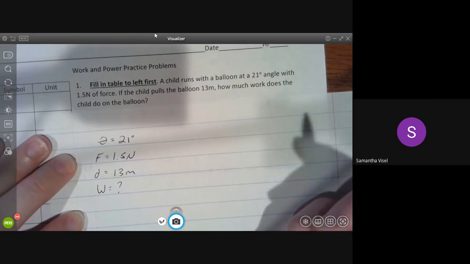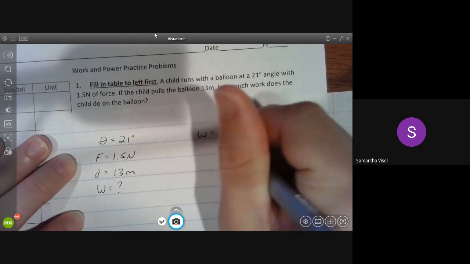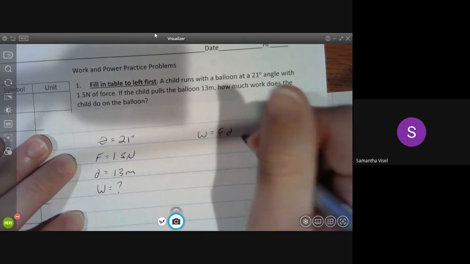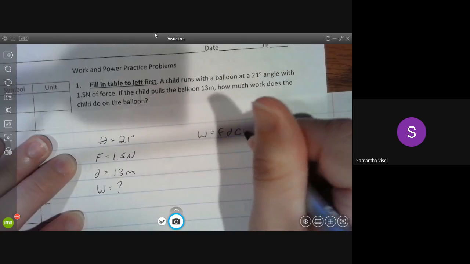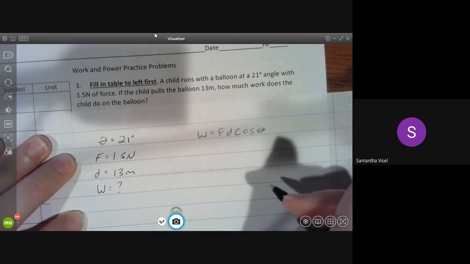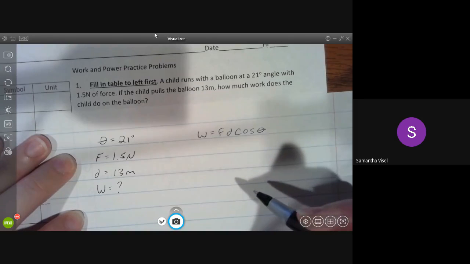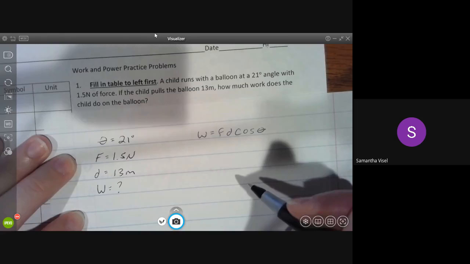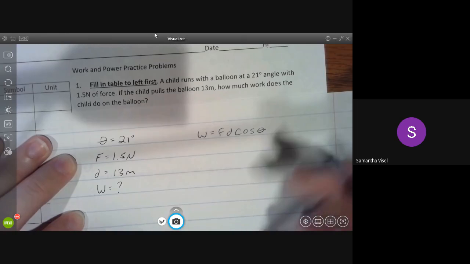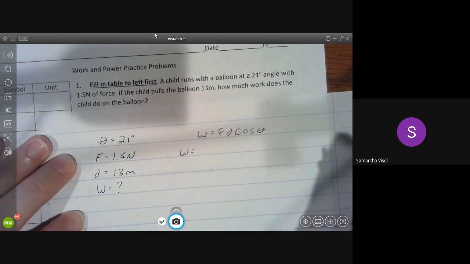So looking at my formulas, if I'm looking for work, I want to use the work equation. So work is force times displacement. And since I have an angle here, I'm going to throw in a cosine of theta. Since our angles are given in degrees, we do want to make sure that our calculator is in degree mode for these problems. This is a nice plug and chug problem here.